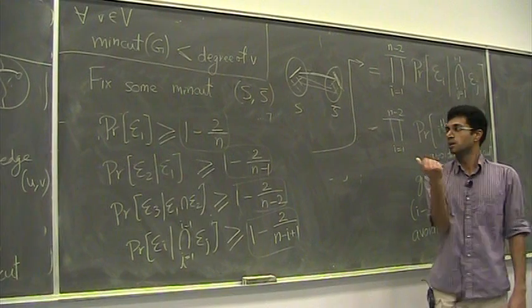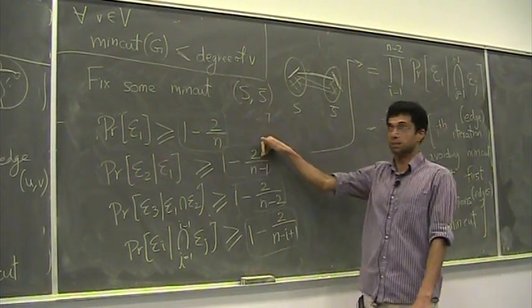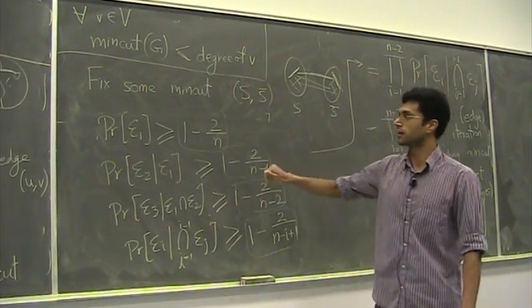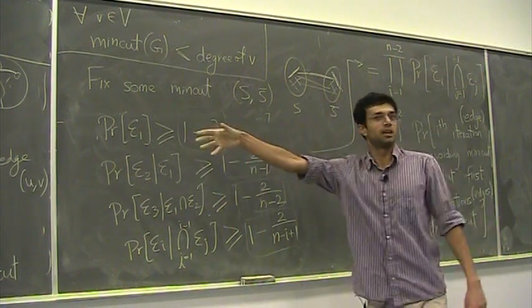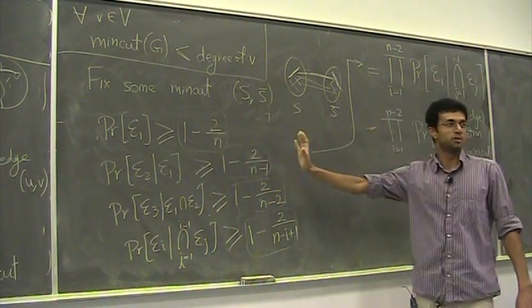Does that make sense? So this is what happened in the first iteration, and then the second. It's just completely magical that you'd be even able to analyze this and get some reasonable bounds on the probability.